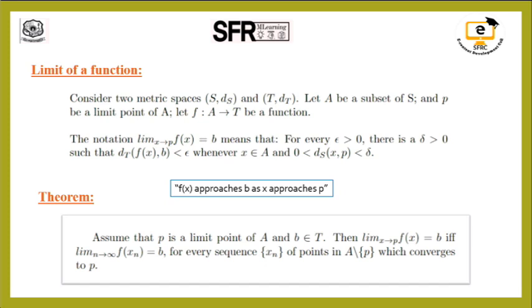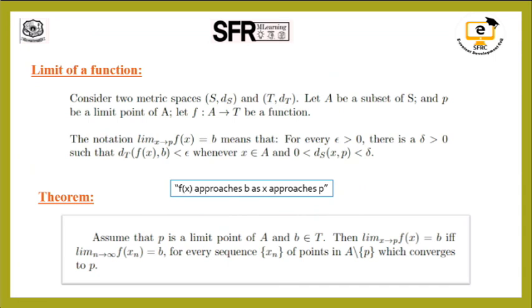So, if we have a point x that satisfies these conditions, then their images, that is f of x and b, the distance between f of x and b in the metric dt has to be less than epsilon. If this condition is satisfied, then we can say that our function f of x approaches b as x approaches the point P. That means we can make f of x arbitrarily close to the point b by choosing x sufficiently close to the point P. So, next comes the theorem.